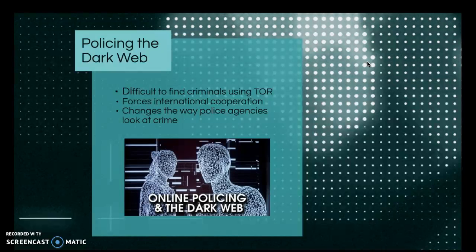And then it also has changed the way that police agencies look at crime. Now, a lot of agencies actually have a cyber crimes division. So it's interesting to see that as the internet changes, policing the internet and the dark web especially has changed over time as well.